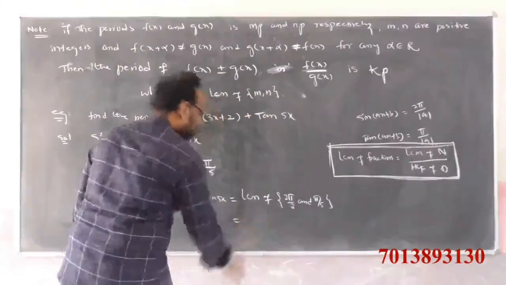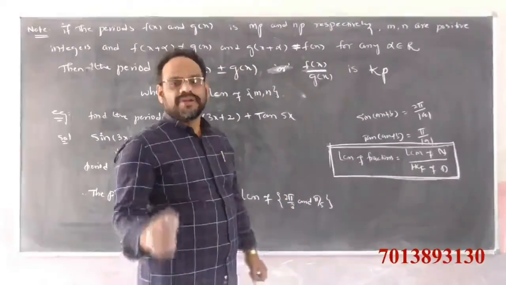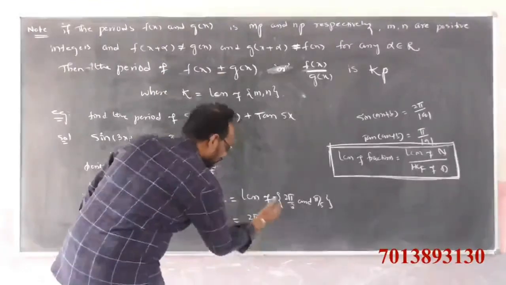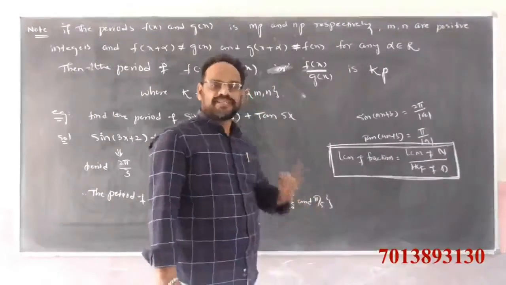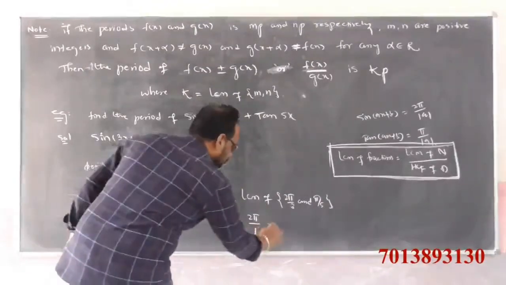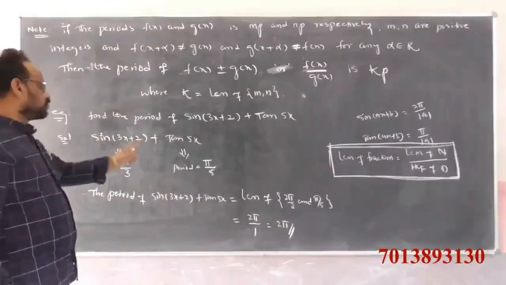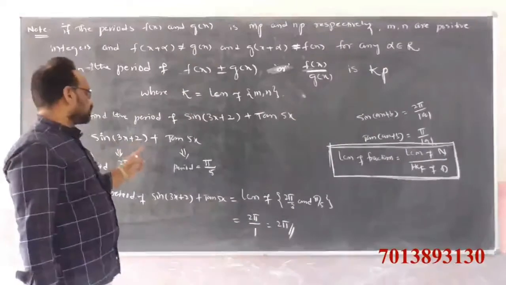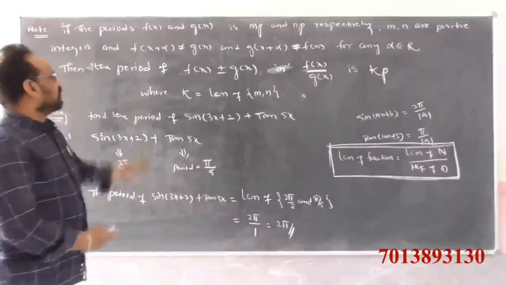Clearly that is equal to the LCM of the numerators 2 pi and pi, which is 2 pi, by the HCF of the denominators 3 and 5, which is clearly 1. That is equal to 2 pi. So the period of sin 3x plus 2 plus tan 5x is clearly 2 pi. So a very, very important point.